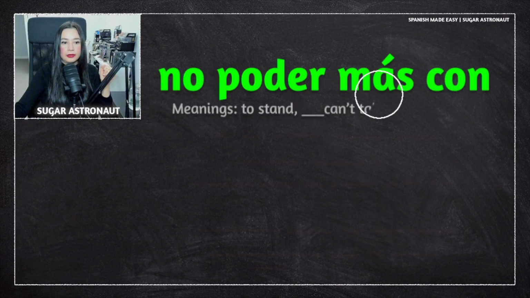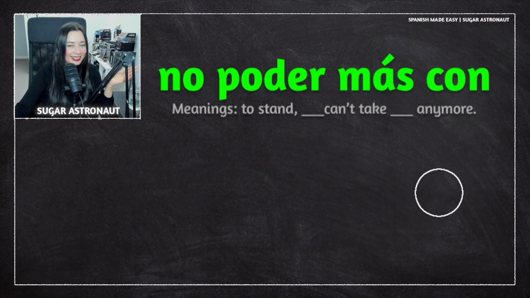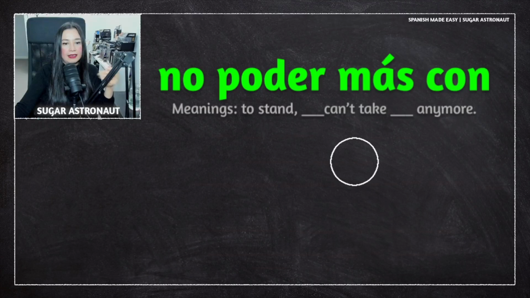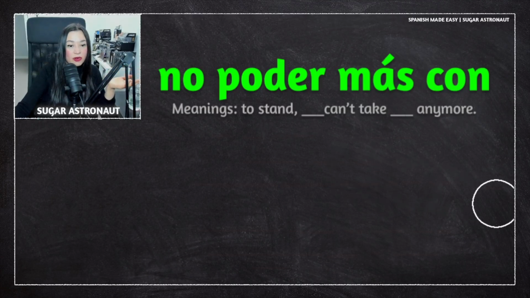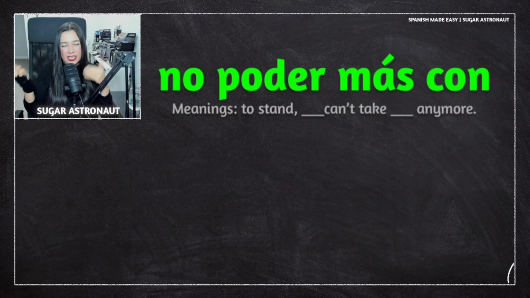This means to stand. Usually you can't stand someone, okay? Or when you say, I can't take this anymore. So you gotta conjugate the verb poder. So pretty much when you cannot stand someone and when you cannot take a situation anymore.